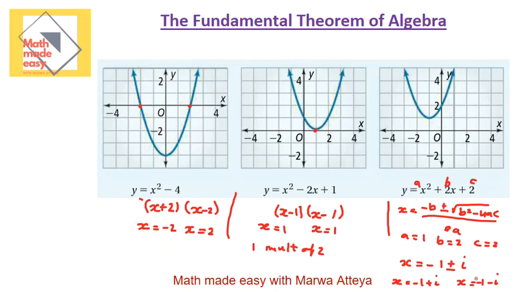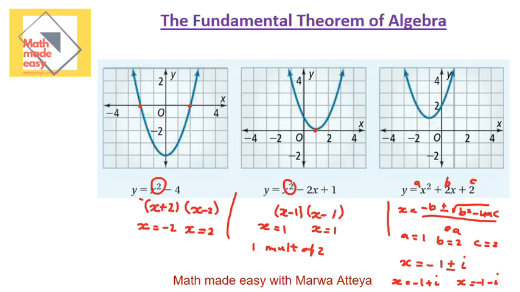One complex root, and of course its conjugate, like we have discussed in the conjugate root theorem. So by all means, in all 3 cases, we have found 2 roots because the degree of the function is 2. Because this function is of second degree, it has 2 roots. And this is what the fundamental theorem of algebra is all about. Number of roots is equal to the degree of the function.